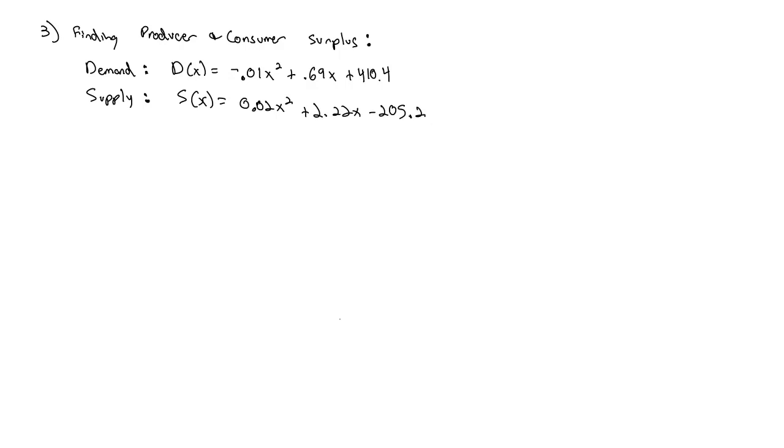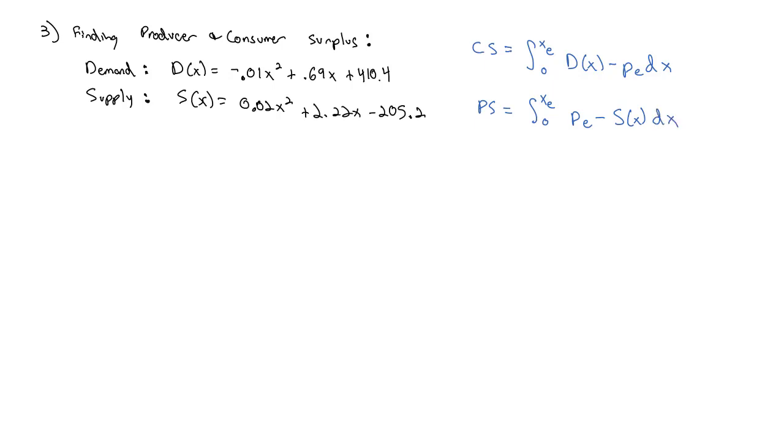205.2. In order to find the producer and consumer surplus, we remember that the consumer surplus is equal to the integral from 0 to the equilibrium point of the demand equation minus the equilibrium price dx. And then, of course, the producer surplus is equal to the integral from 0 to the equilibrium point of the equilibrium price minus the supply equation dx.